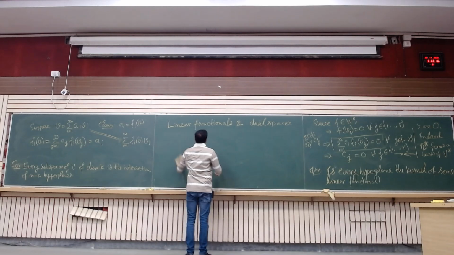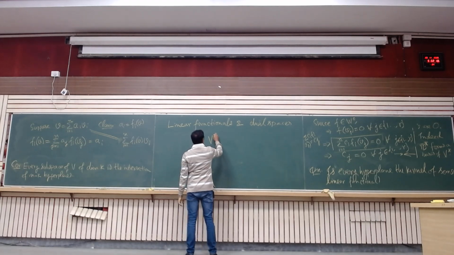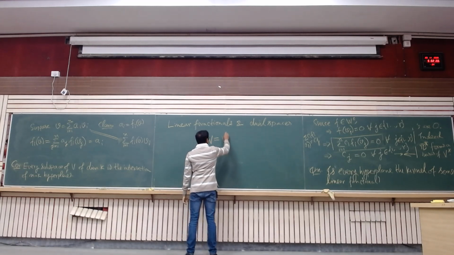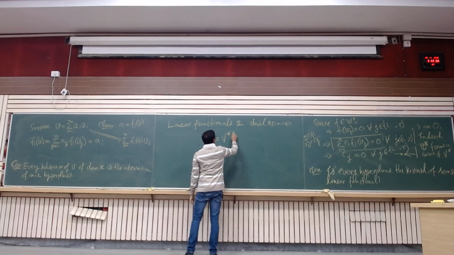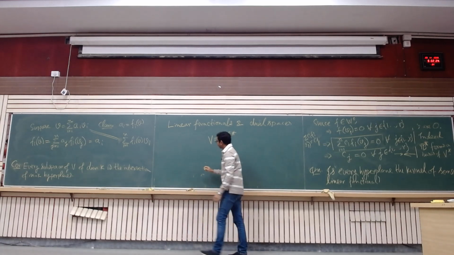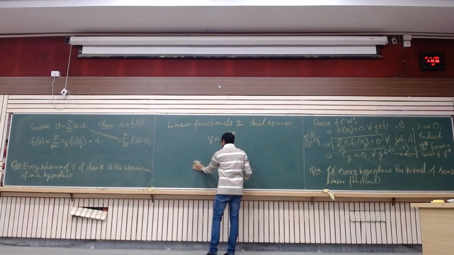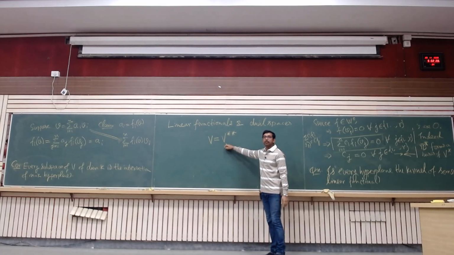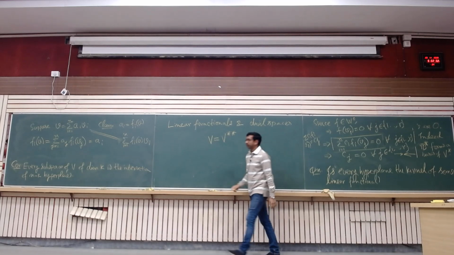So, I am going to show that V is equal to its double dual. That means with each element of V, we are going to associate some element of V double dual without referring to any basis.